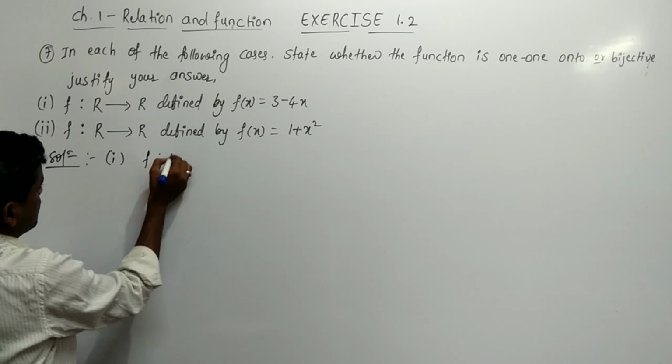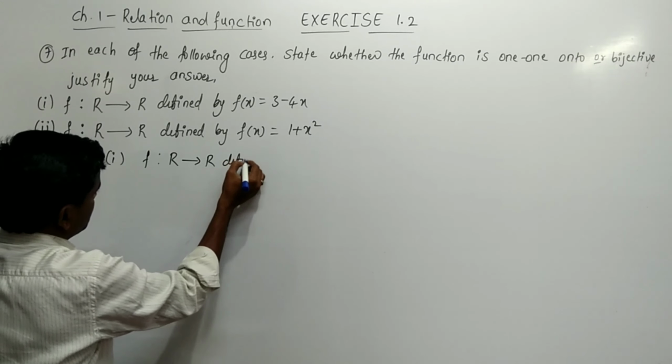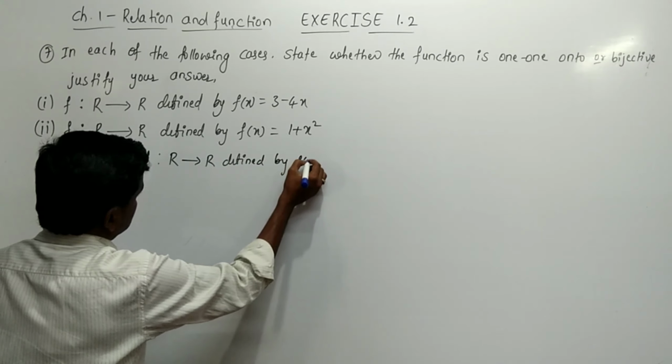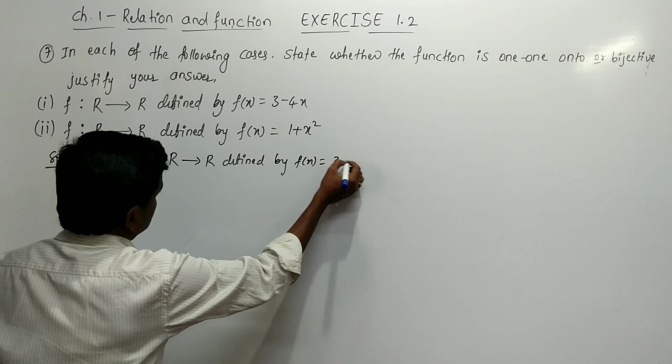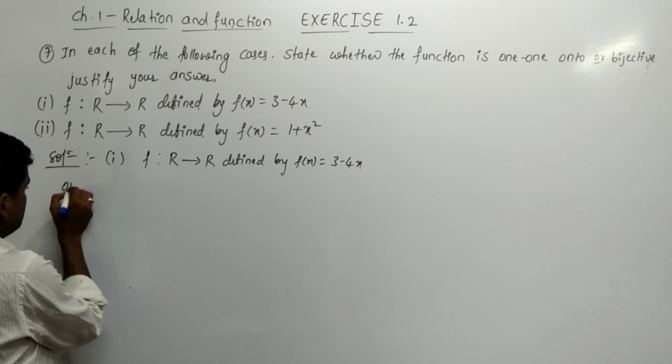f from R to R defined by f of x is equal to 3 minus 4x. One-one.